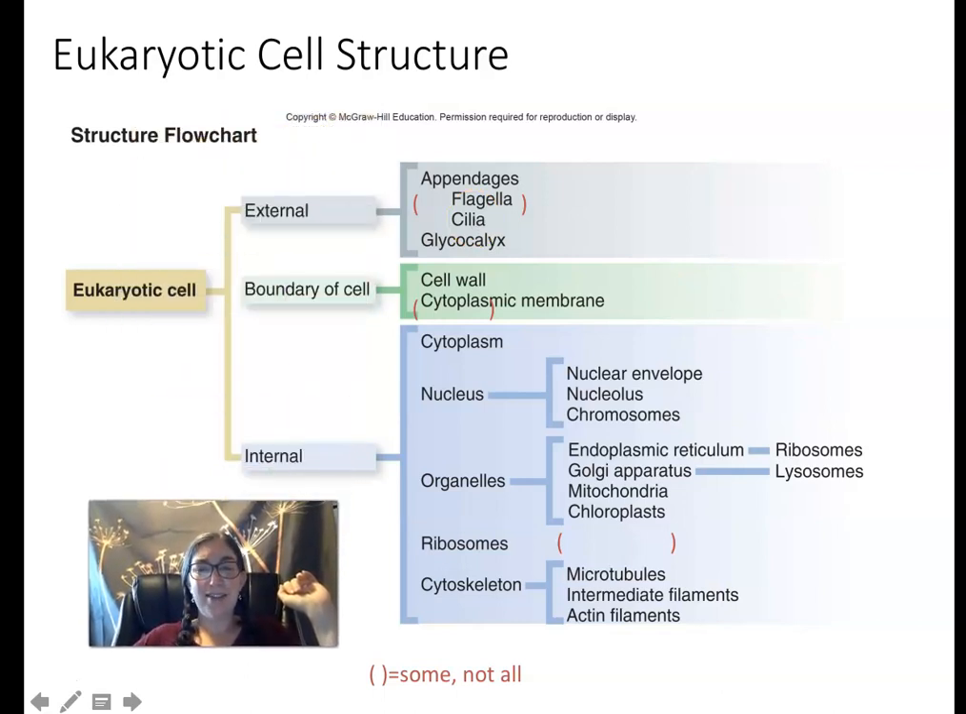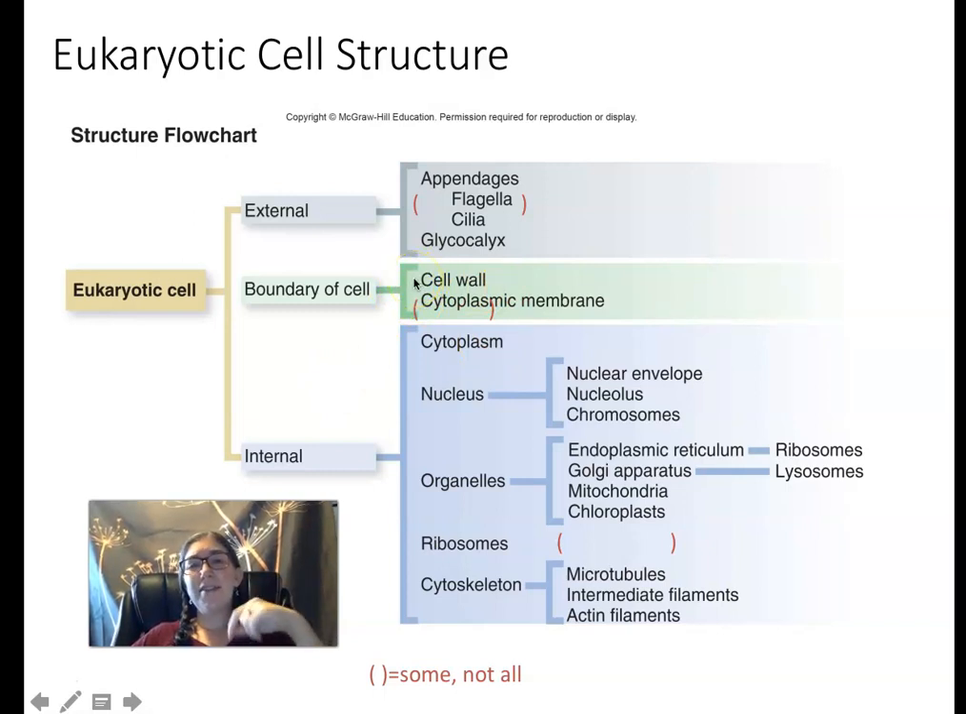So eukaryotic cells have all of the following parts. Starting like we did last chapter, we're going to go from external structures to internal structures. So eukaryotic cells might have appendages, okay? They might. That's what these misplaced parentheses are supposed to be around, the appendages. So they might have flagella, they might have cilia, they might not have any appendages at all. They pretty much all have a glycocalyx, some kind of carbohydrate coating. Some of them have a cell wall. The parentheses actually belong around here.